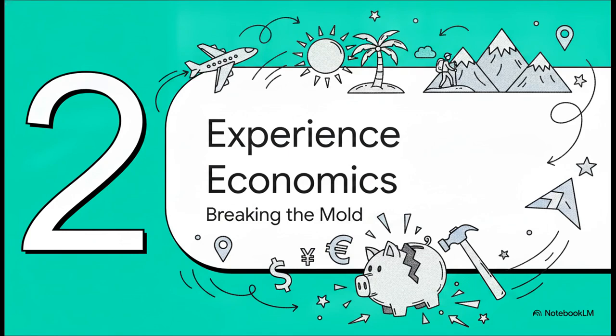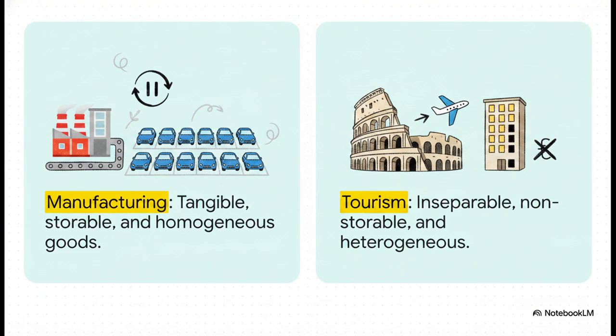Moving right along to Section 2, the economics of experiences. Why tourism breaks the mold. This structural difference is the core problem we're dealing with. In traditional manufacturing, you make a car, you put it in a lot, and if it doesn't sell today, fine, you sell it tomorrow. Tourism does not work like that at all. The product is inseparable from the location. You literally have to fly to Rome to see the Colosseum. It's heterogeneous, meaning no two trips are ever identical, and most importantly, it's non-storable. An empty hotel room on a Tuesday night is like spoiled milk. That revenue is lost forever.